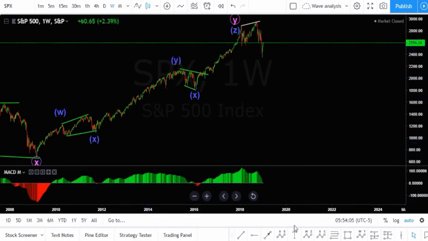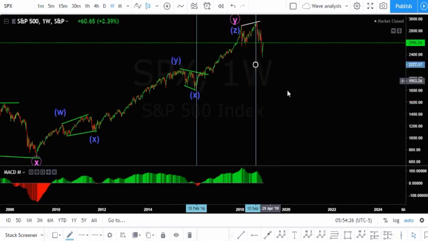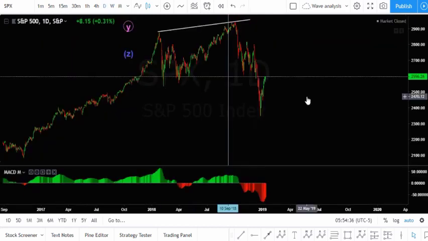So that's your weekly, and then we can go and label, if you can see here, we had the crossover, so now we can go and measure this part. Let's go backwards, find the lowest point, and then we'll go and find the highest point over here. We can go into a daily and we can go and label that. Now let's go to a daily.